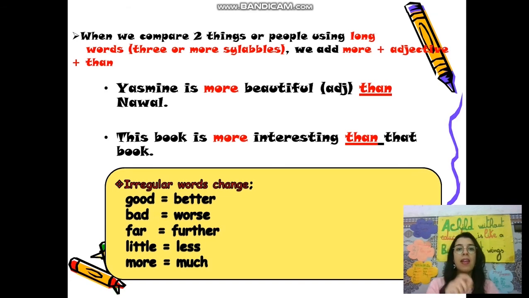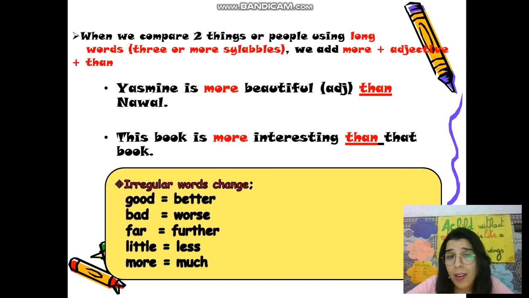For example, Yasmin is more beautiful than Nawal. Let's count. Beautiful has got three syllables. So Yasmin is more beautiful than Nawal. This book is more interesting. Let's count. Interesting, so three syllables.